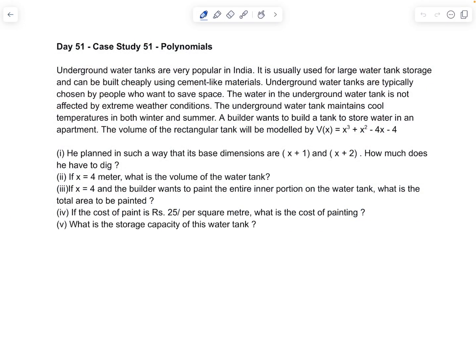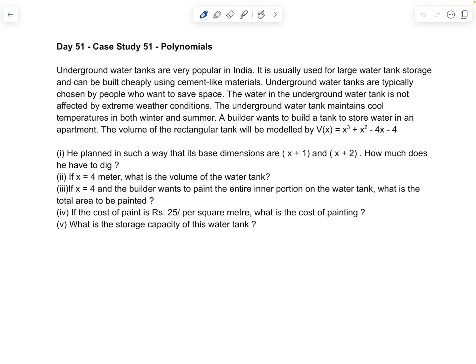The question goes like this. Underground water tanks are very popular in India. It is usually used for large water tank storage and can be built cheaply using cement like materials. Underground water tanks are typically chosen by people who want to save space. The water in the underground water tank is not affected by extreme weather conditions. The underground water tank maintains cool temperatures in both winter and summer.